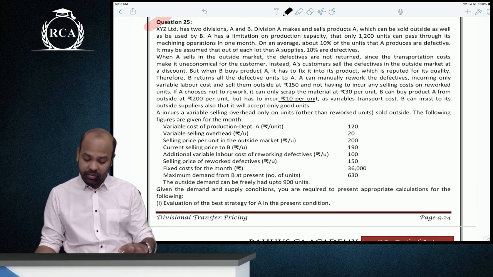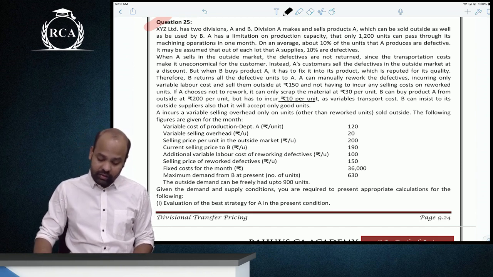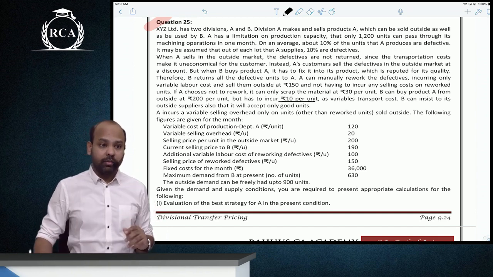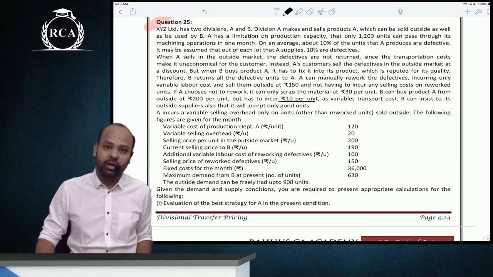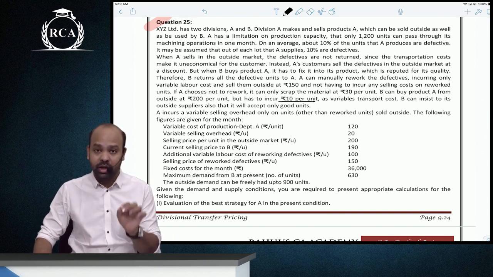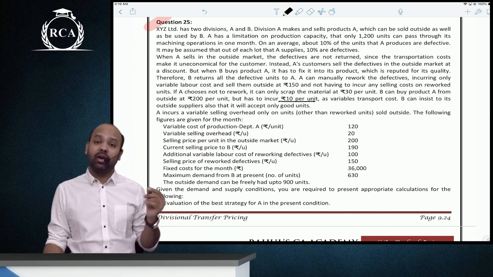So there's a lot of information given here, guys. It says that when you are selling in the outside market, you do not have to worry about the defectives. The defectives will not be returned. That means you are going to get revenue for all the units, including the defective units. When is this going to happen? When you sell in the outside market.